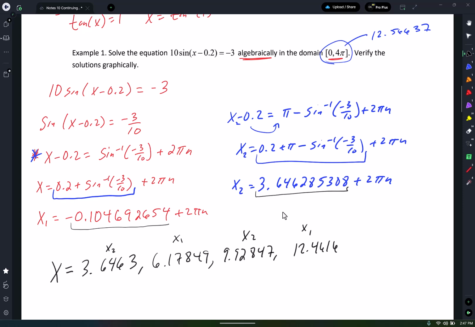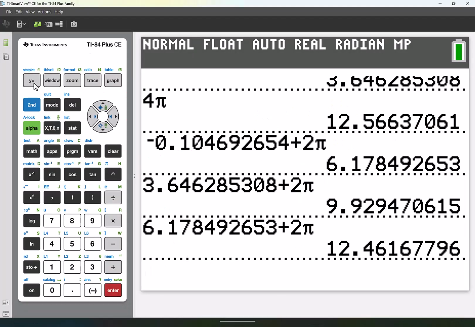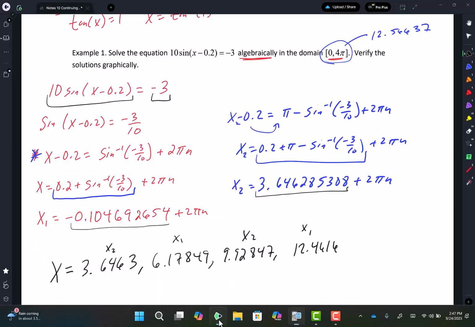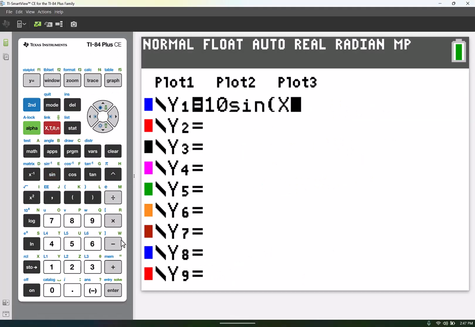Cool or not cool? And I know it says here, verify the solutions graphically. And you're like, well, Chop, why did I have to do all this? Why couldn't I just do it from the beginning graphically? Well, we want to make sure that you're getting a quality education. So type this in Y1: 10 sine of x minus 0.2. And then in Y2, I'm going to type what?